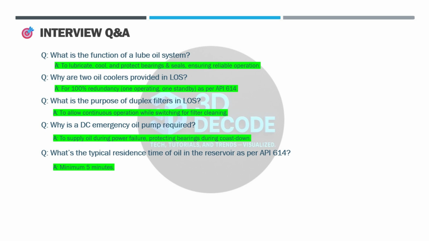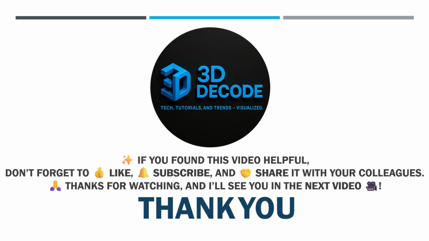What is the purpose of duplex filters? To allow continuous operation while one filter is cleaned. Why is a DC emergency oil pump required? To protect bearings during power failure and coast down. What's the typical residence time of oil in the reservoir as per API 614? Minimum of 5 minutes. And that wraps up our session on the lube oil system, API 614.